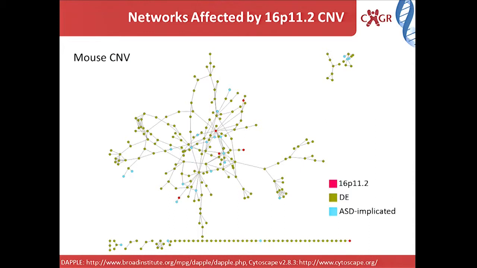So taking our about 900 nominal genes in the mouse with a reciprocal effect and running them through DAPPLE yielded a direct interaction network of about 280 of those genes, 6 of which were 16p genes and 23 of which were loci previously implicated in autism, seen in red and blue here respectively.